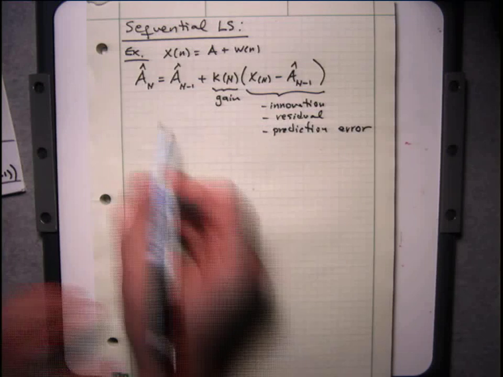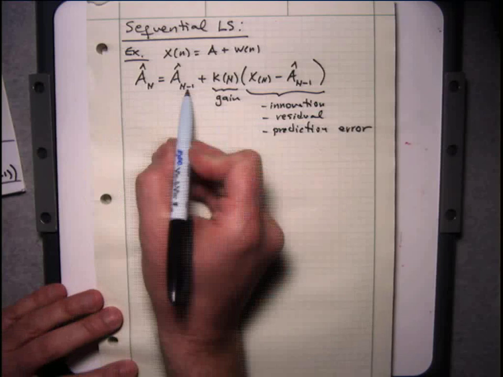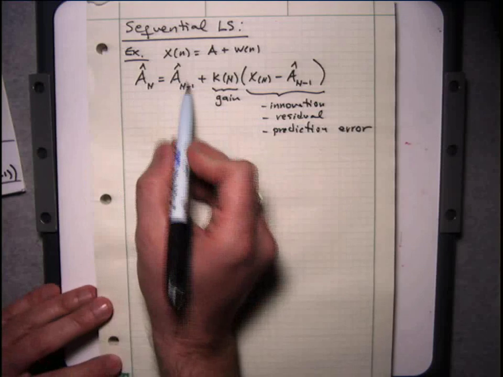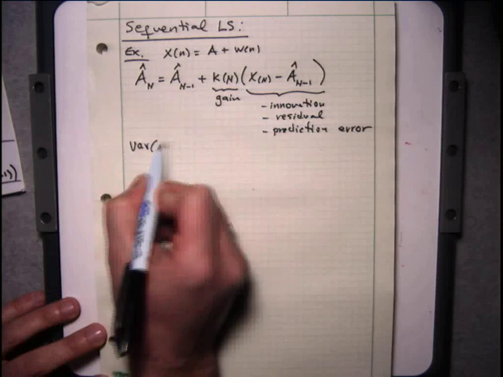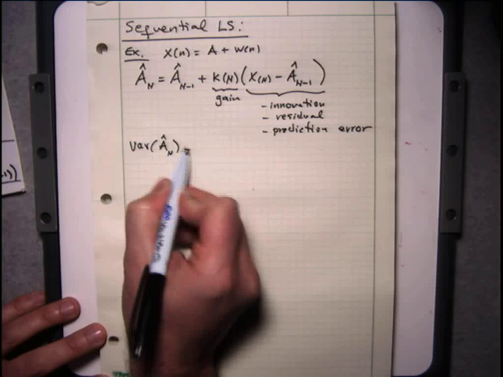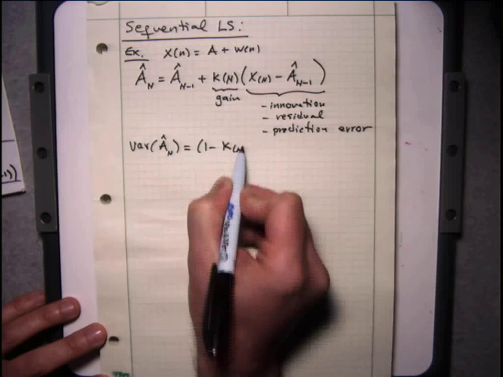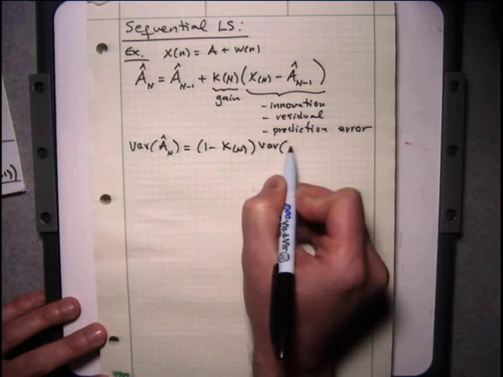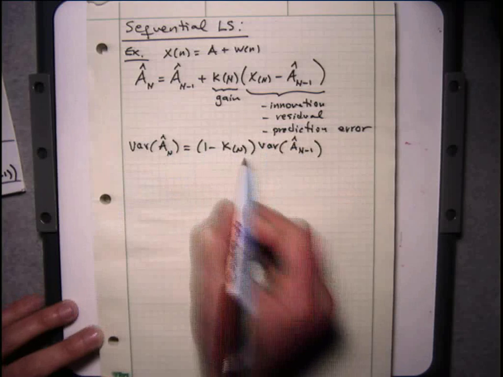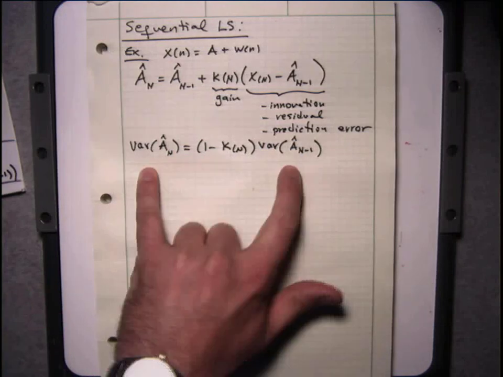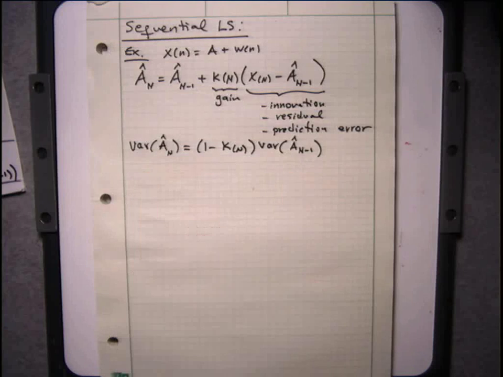We also talked about how you could track not only the value of the estimate, but also an uncertainty around the estimate. So the variance of a hat n is 1 minus this gain times the variance of a hat n minus 1. This also shows you that because this gain is less than 1, this sequence eventually converges as well. So this coefficient in front is less than 1, and therefore the variance decays with more and more data points.